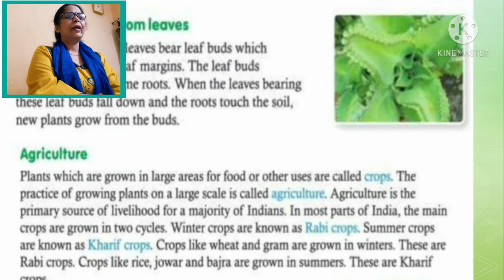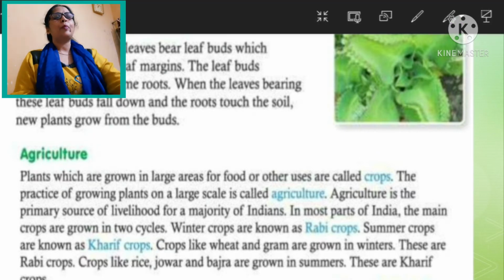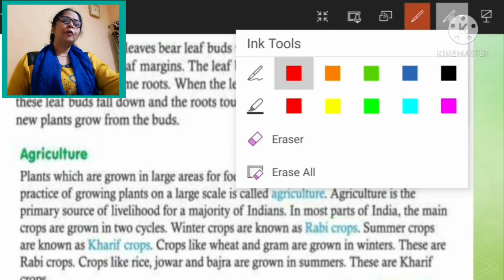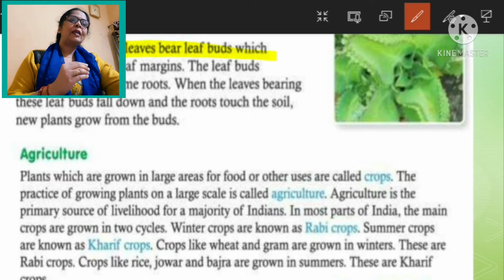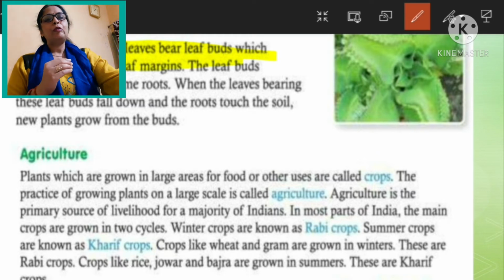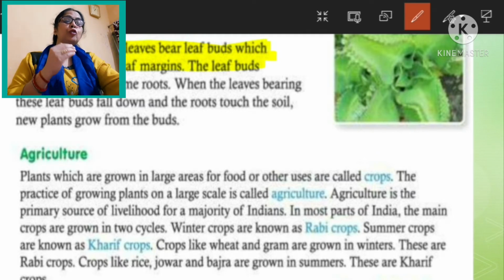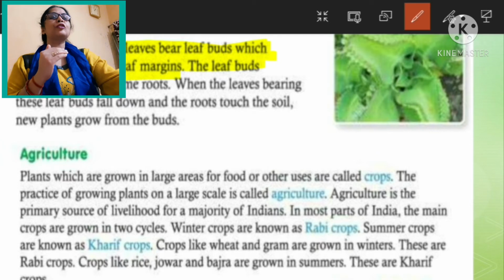Now I am going to explain vegetative propagation, the reproduction of plants through different parts of the plant. This process is called vegetative propagation. Now I am going to explain the reproduction of new plants through their different parts.